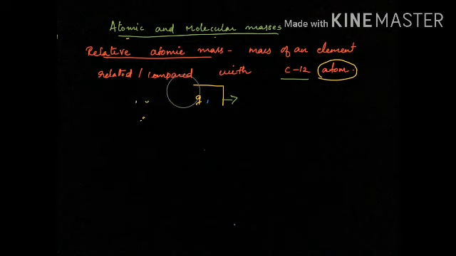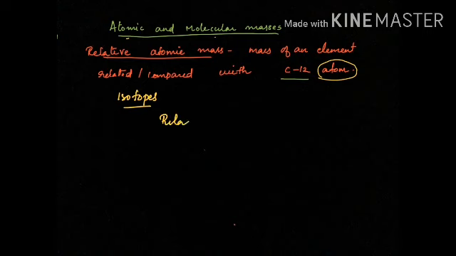But there are certain elements which exist as isotopes, right? We have discussed isotopes before. So what will be the atomic mass if that particular atom has isotopes? That is what we are going to discuss now. Many naturally occurring elements exist as more than one isotope. When we are finding out the atomic masses of these isotopes, we have to consider their relative abundance also.